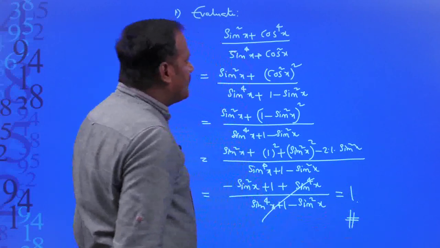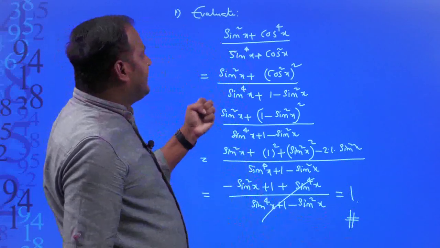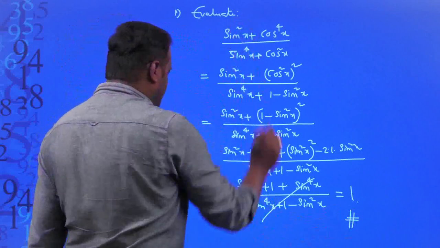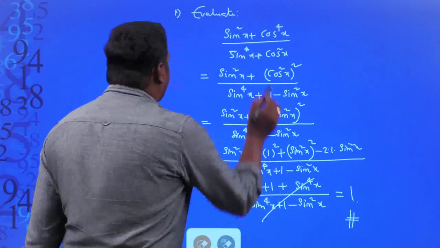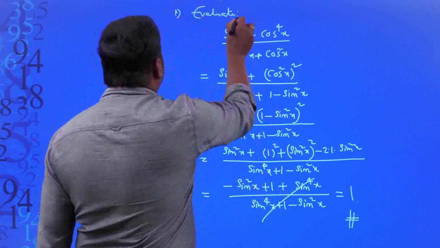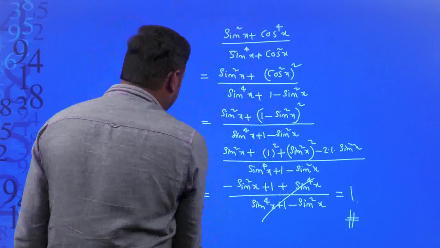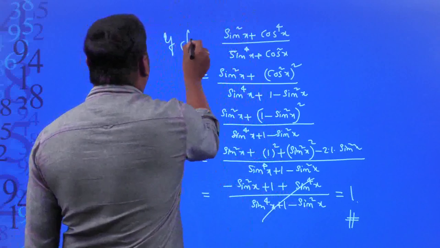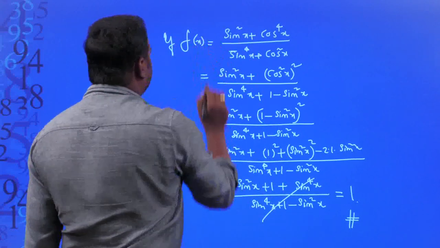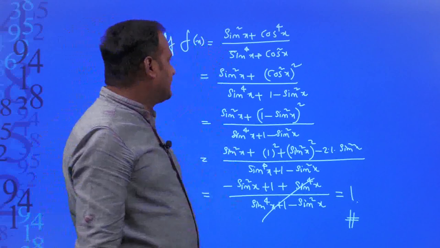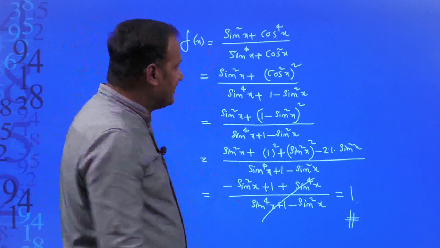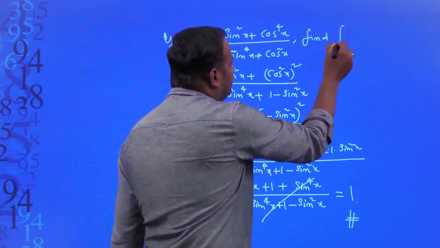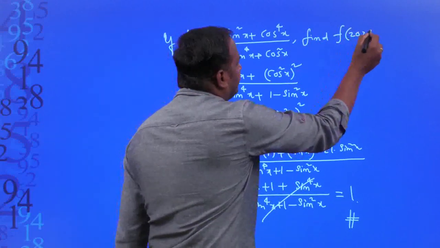With this, we can actually create some problems. For example, I did not give you evaluate, okay? I gave you the function like, if f of x is equal to sin²x plus cos⁴x by cos²x plus sin⁴x, then find the value of f of 2020.